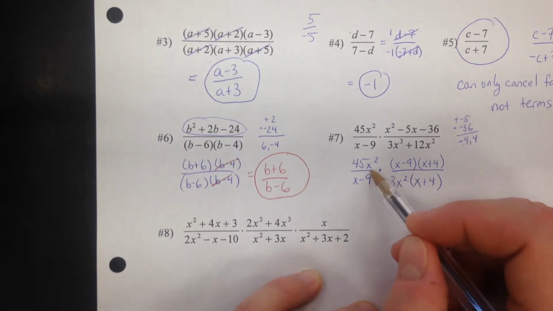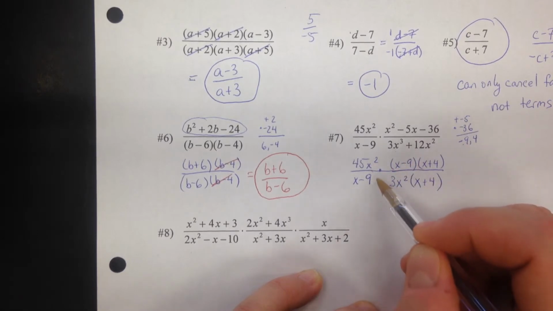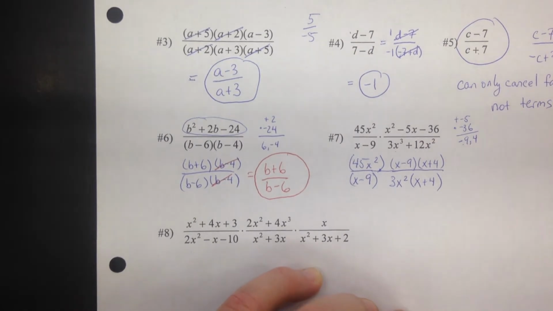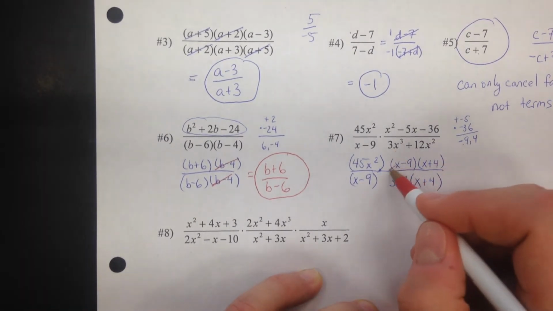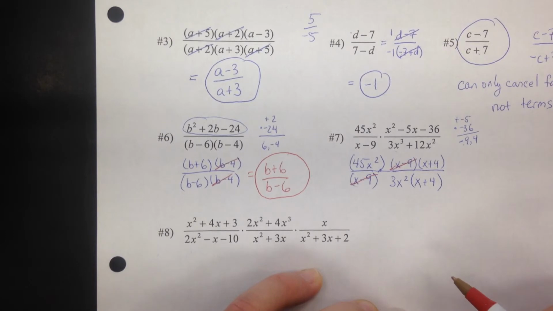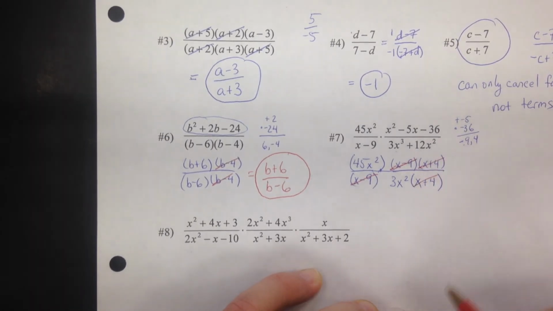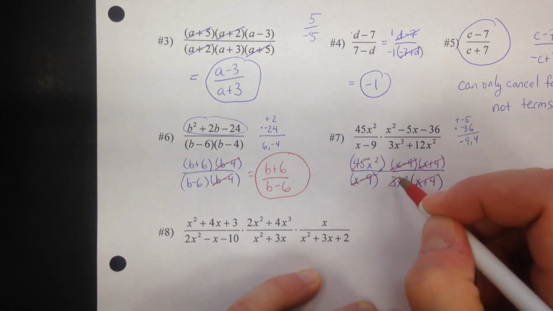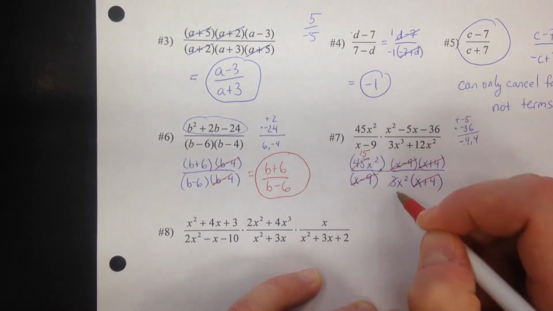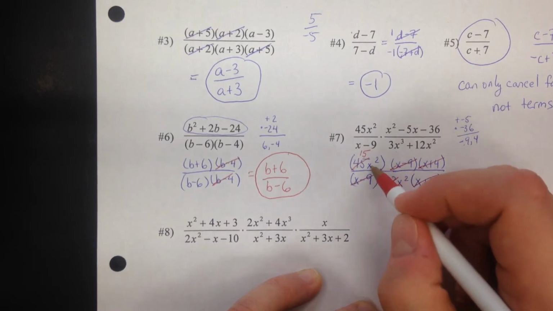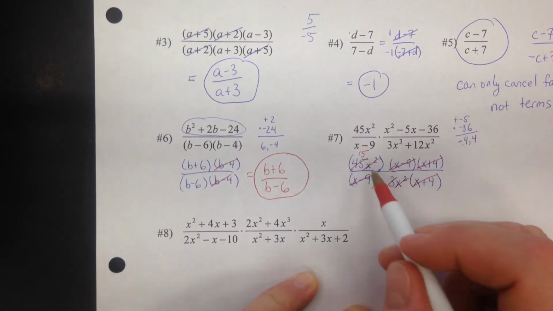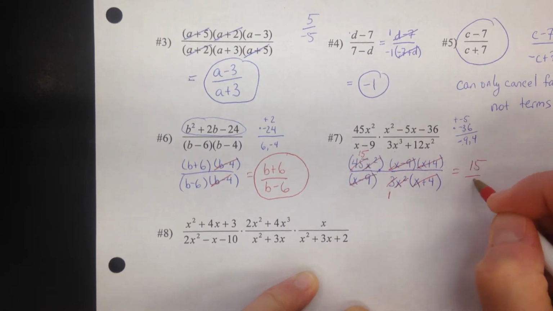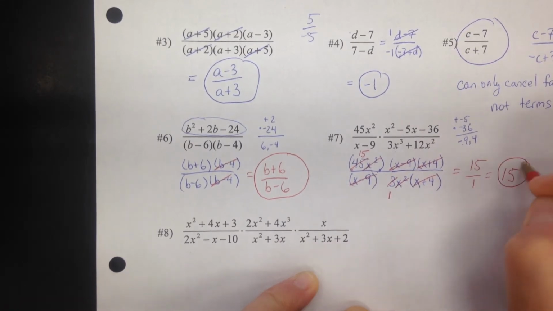Okay, so now think of this as one big numerator and one big denominator. So we've got factors here, so let's go ahead and start canceling. x minus 9 divided by x minus 9 is 1. x plus 4 divided by x plus 4 is 1. 45 divided by 3 is 15 over 1. x squared divided by x squared is 1. So out of all of this, all you have up top is 15. In the denominator, you just have 1, so the answer is 15.